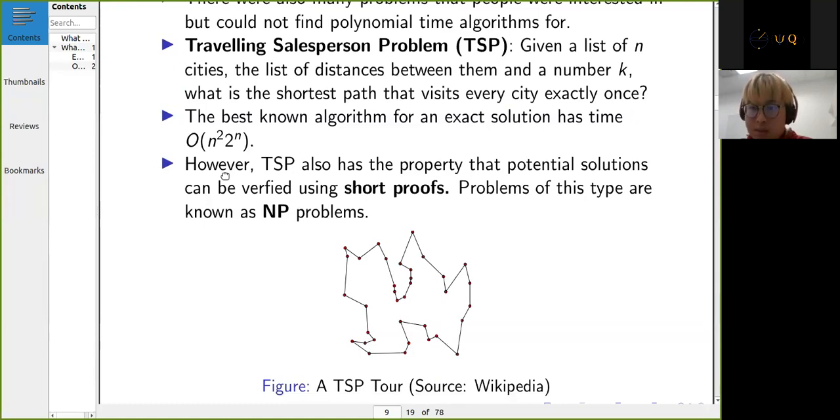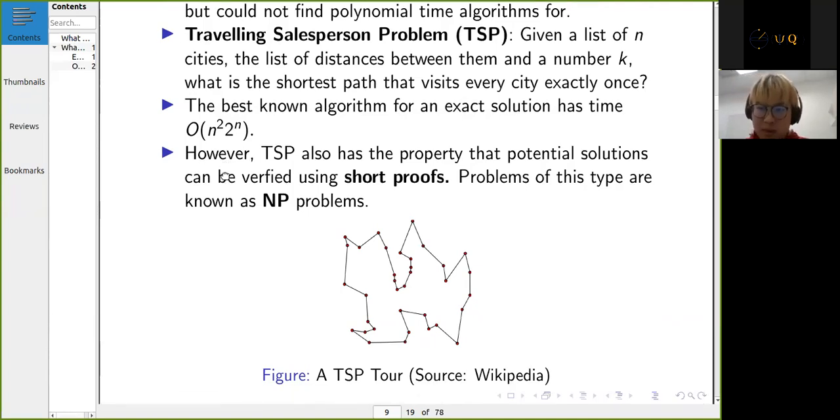So to formalize this definition a bit more, problems where a potential answer can be checked using a short proof are called the problems in NP. And there are many such problems of this type.